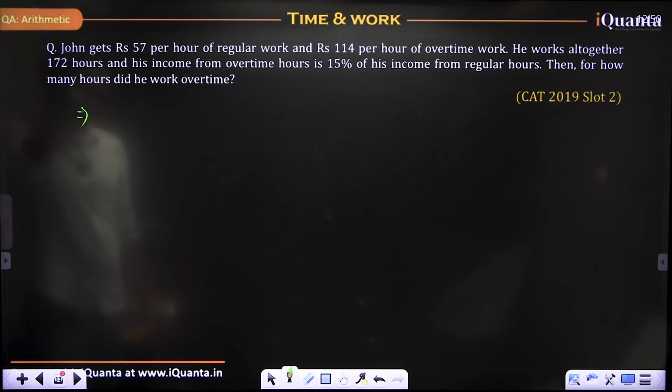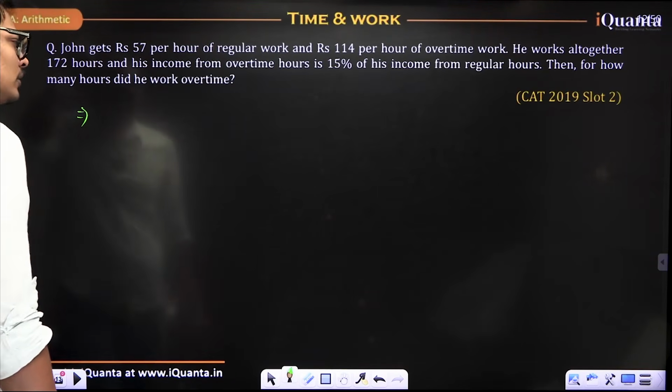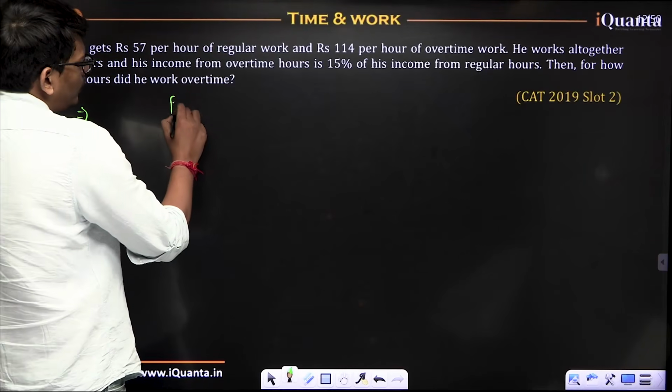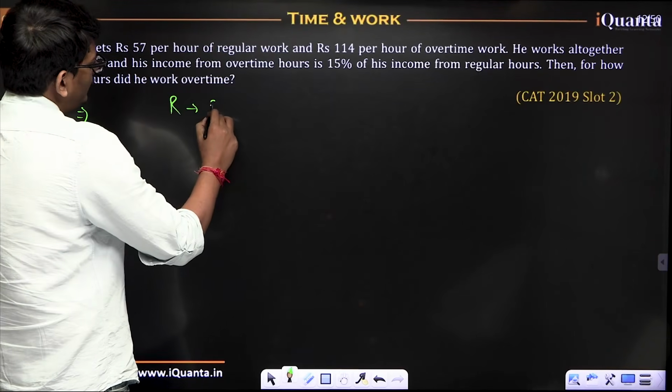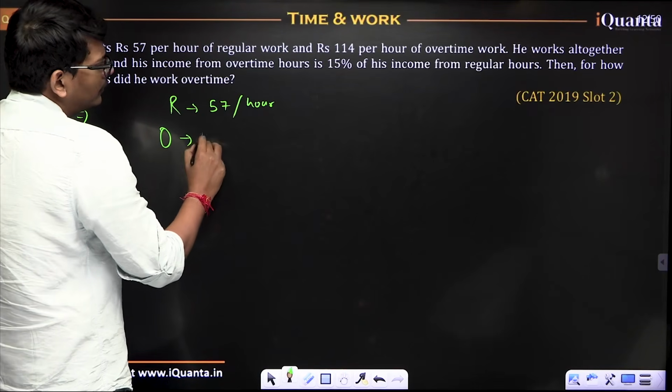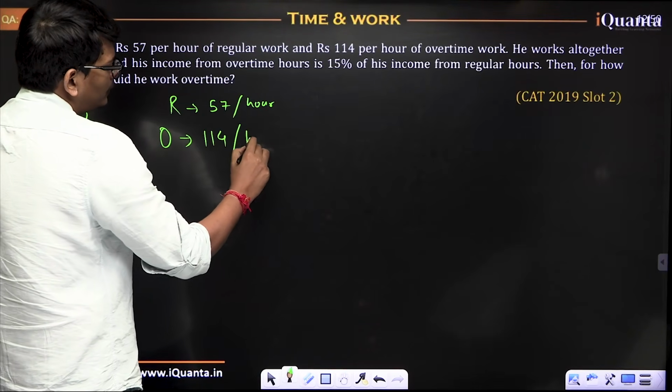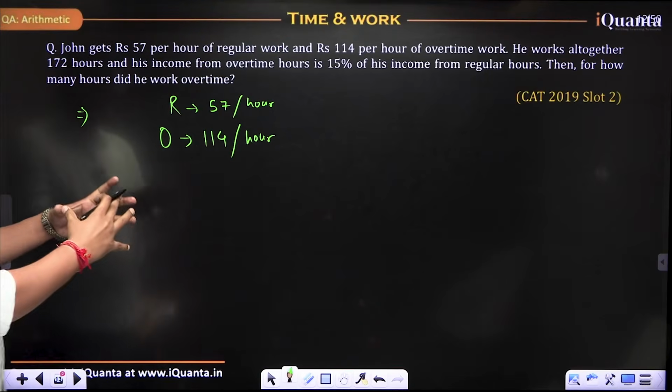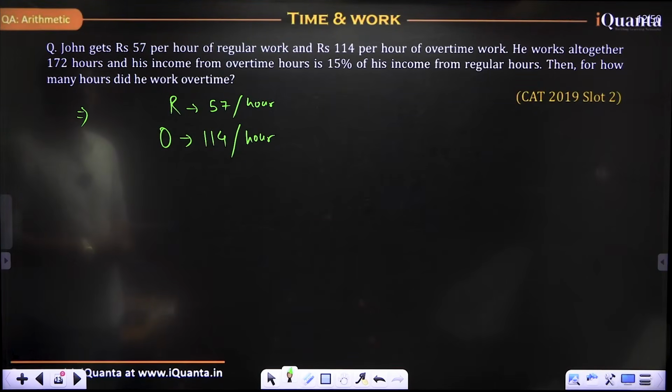John gets 57 rupees per hour for regular work. Okay, so regular work के लिए 57 rupees per hour, and overtime के लिए he gets 114 rupees per hour. If he works altogether 172 hours.